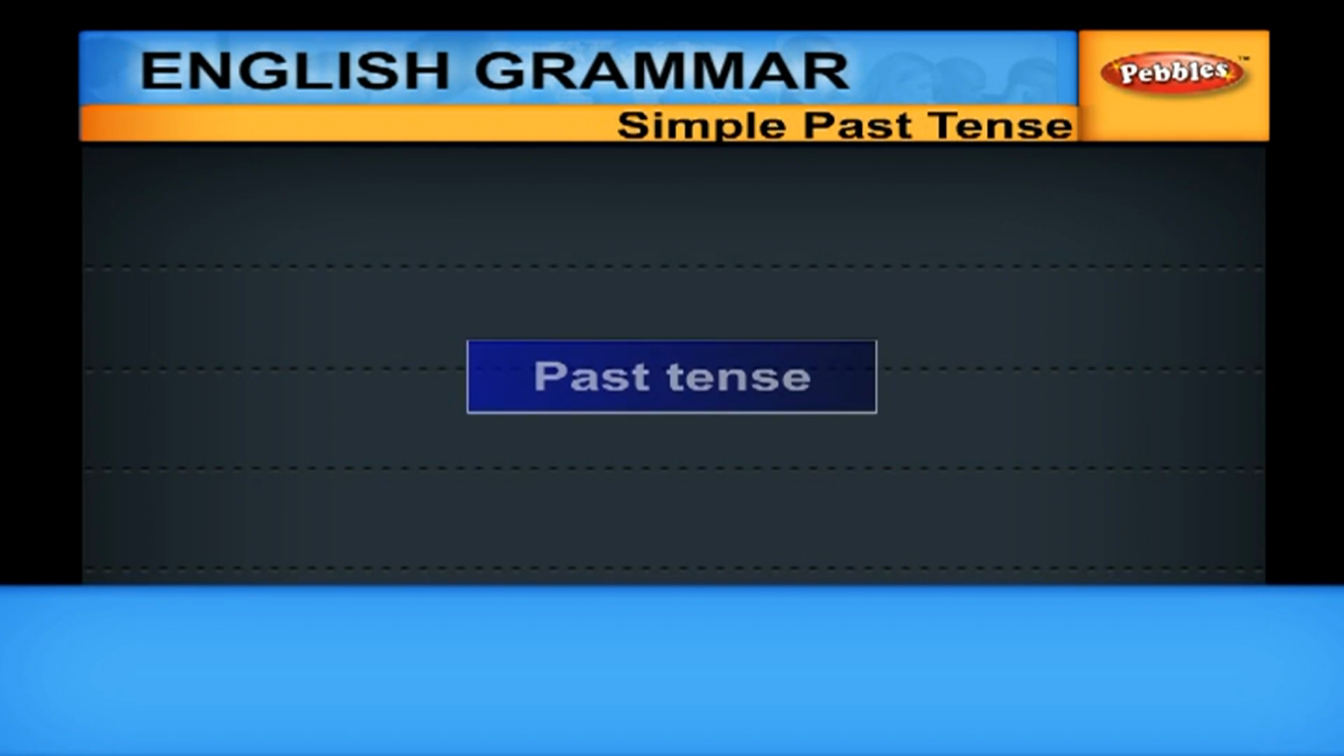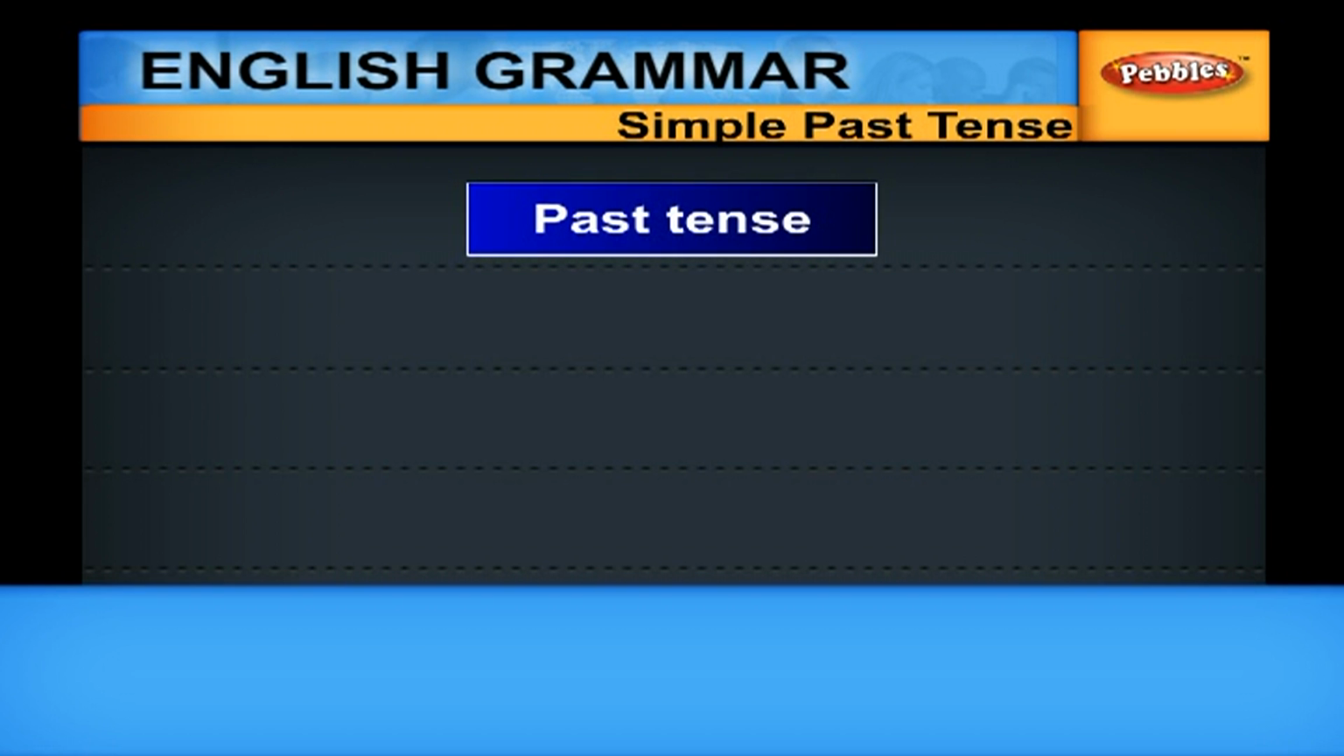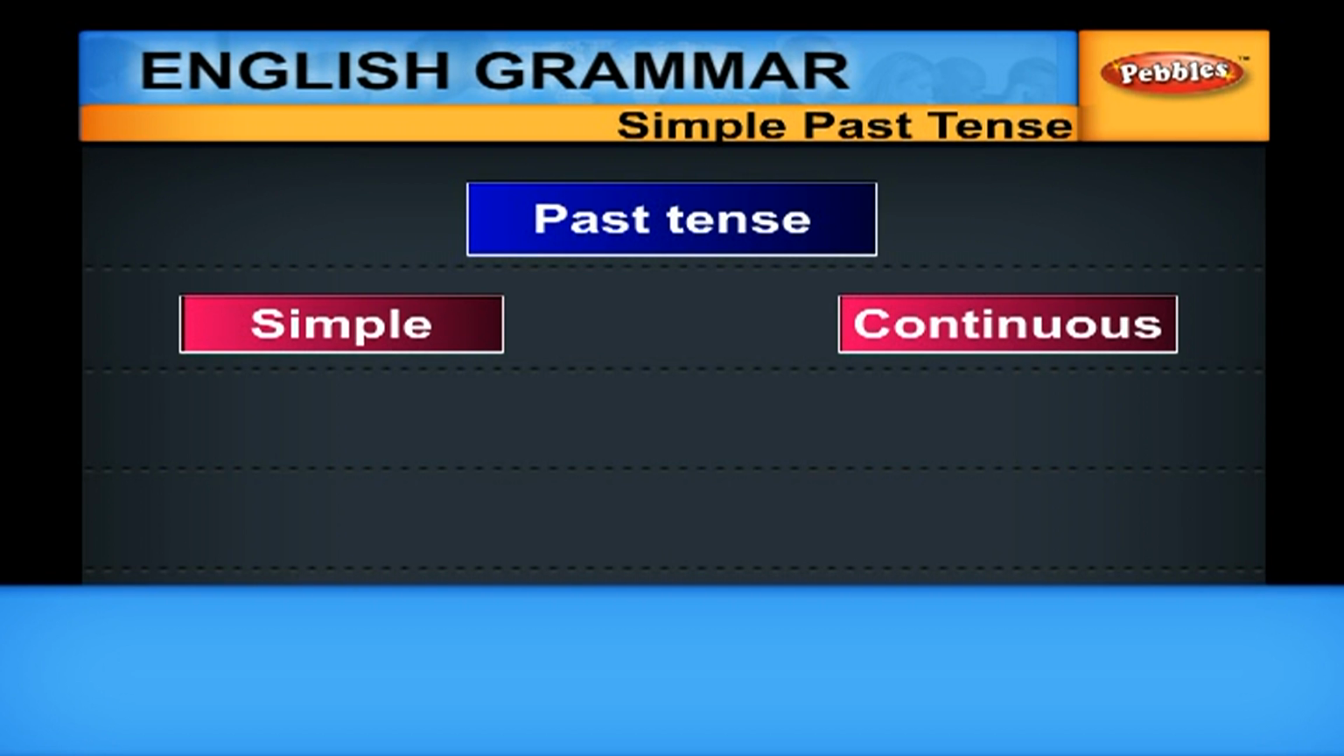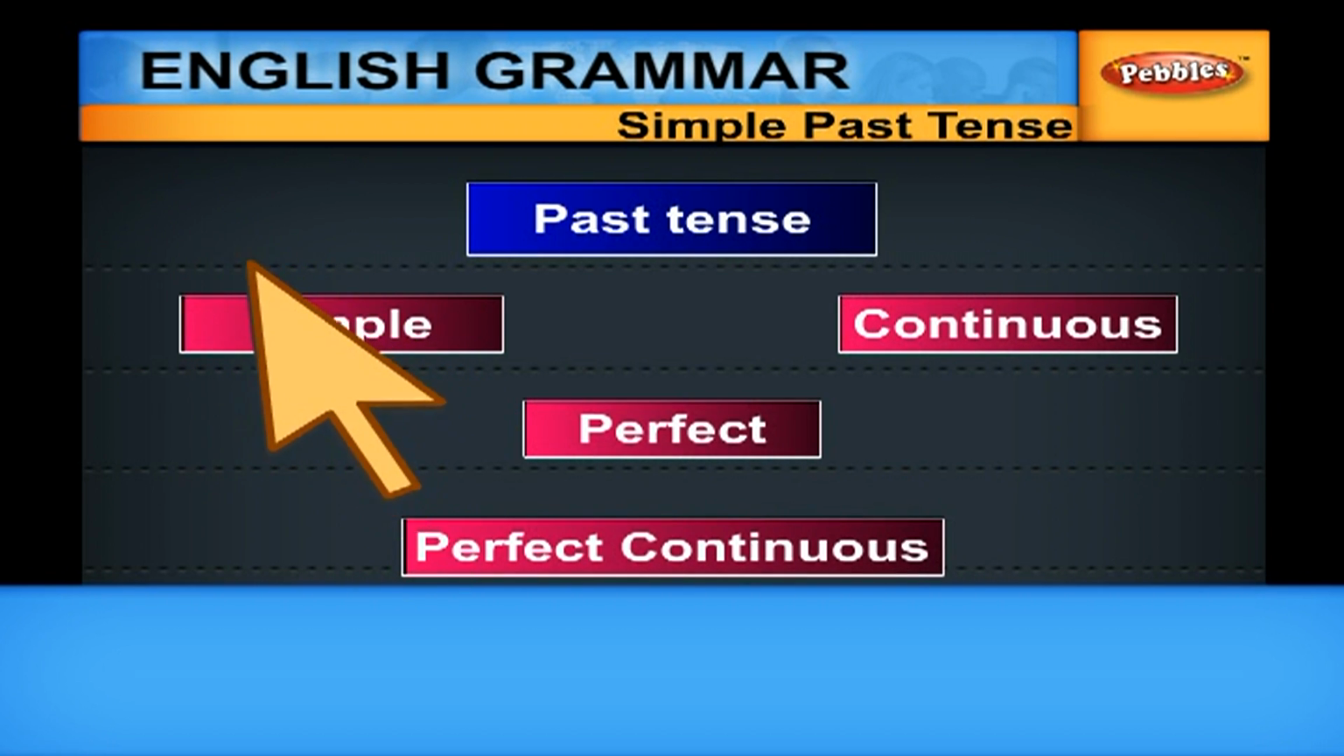Past tense. Now we go to the second tense, past tense. Past tense, as the name indicates, refers to a past action. The four aspects in the past are simple, continuous, perfect, and perfect continuous. We will begin with simple past.